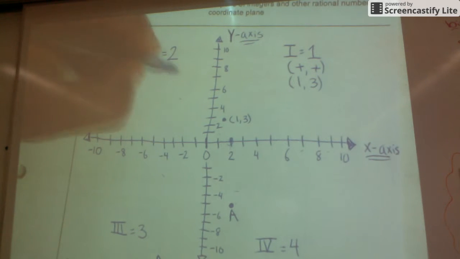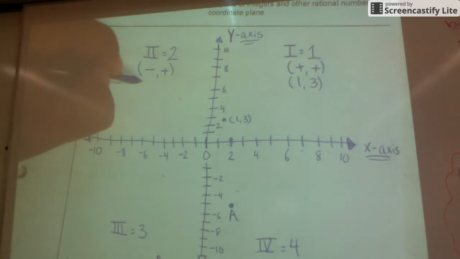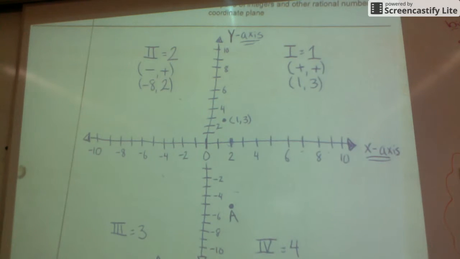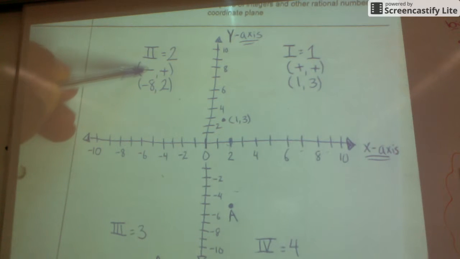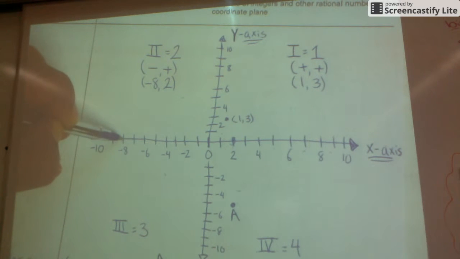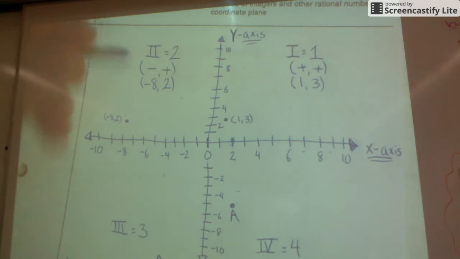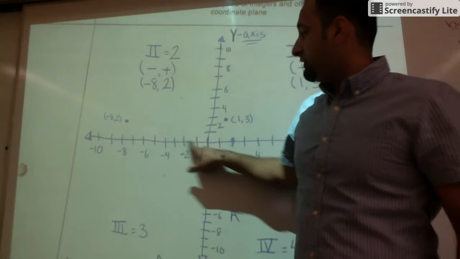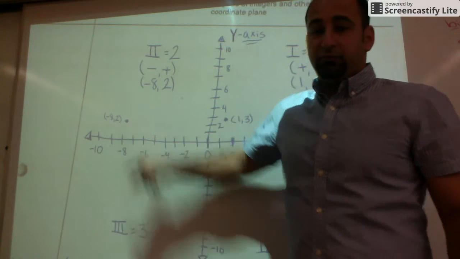Quadrant 2 has a negative in the x-axis and a positive in the y-axis. Because let's look at this. Now, -8, 2. I look at my coordinate. My first number is a negative, which is my x, -8. So I'm going to go to my x-axis. I'm going to go to the left 8, and I'm going up 2. 1, 2. And I'm going to plot my point. And this is -8, 2. It's always going to be here because my x-axis is negative, my y-axis is positive, so I'm moving to the left and up. Okay.